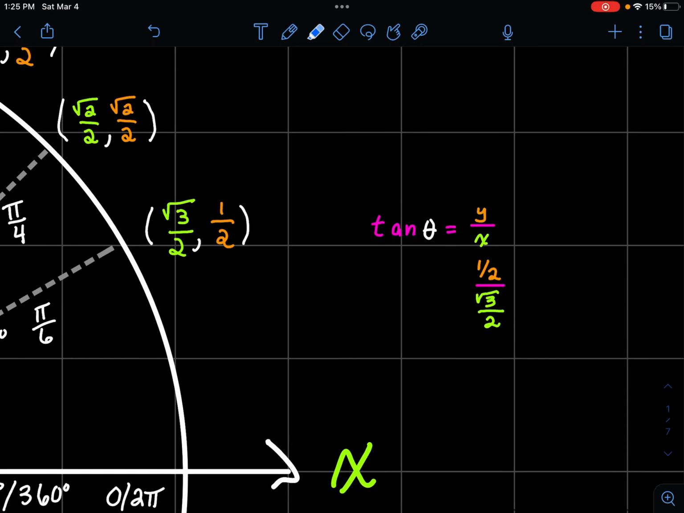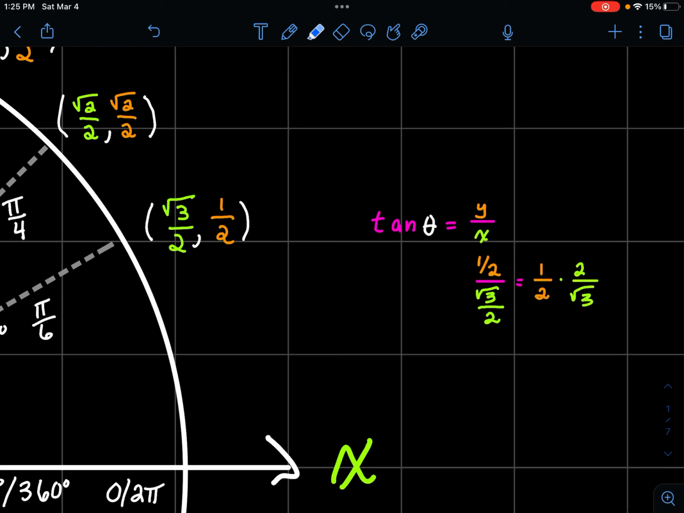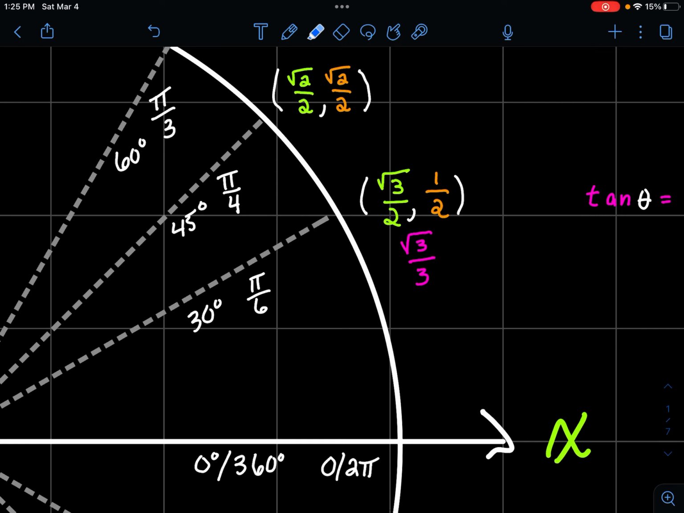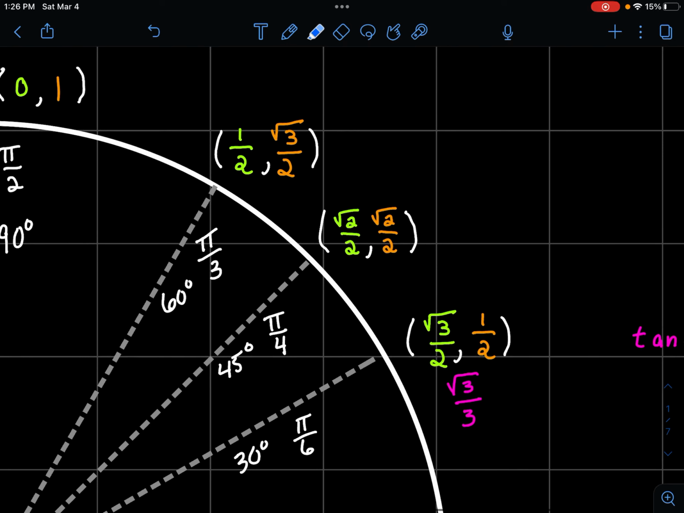Well, dividing by a fraction is the same thing as multiplying by the reciprocal. So the reciprocal of root 3 over 2 is 2 over root 3. Now the 2's are going to cancel out, leaving you with 1 over the square root of 3. Rationalizing that fraction will give you root 3 over 3. So the tangent at 60 degrees, not 60 degrees, but 30 degrees, or pi over 6, is going to be root 3 over 3. And just like I worked it out over here to the side, you can go through that for every single one of these ordered pairs and get a tangent value.